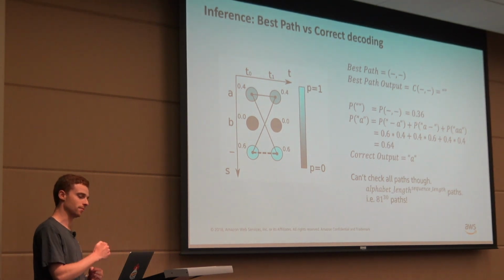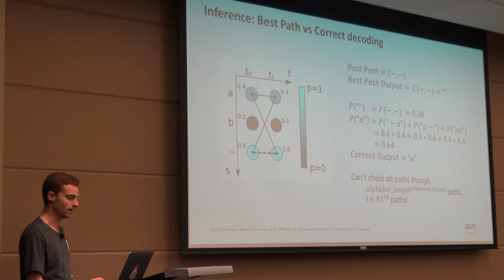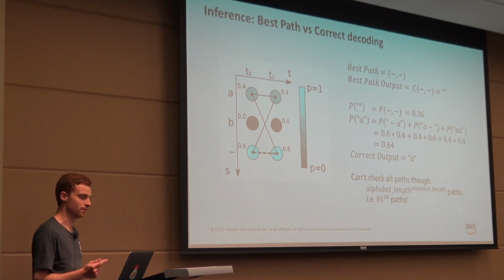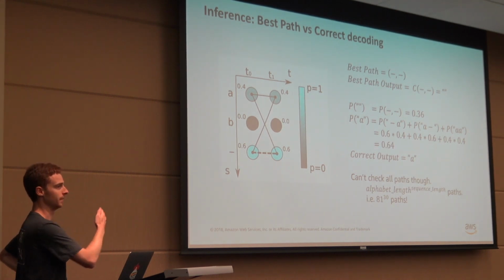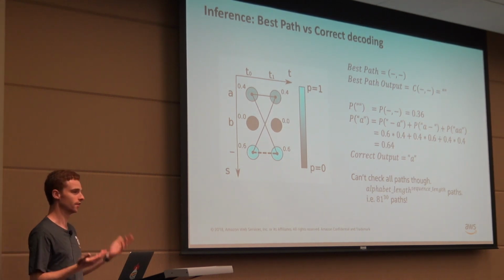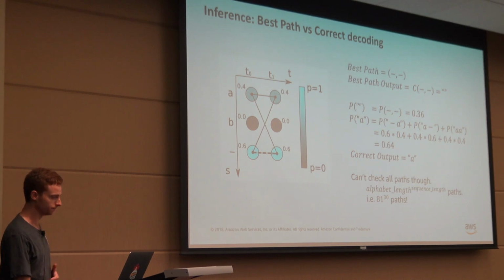And if you actually add up the probabilities, we can get a higher probability for A. So A was a better prediction than blank, even though if you just went through and took the maximum at each step, you'd end up with kind of the wrong answer if you want to go for A.